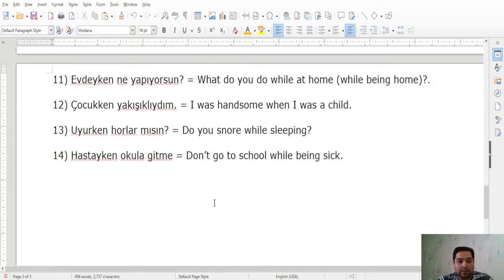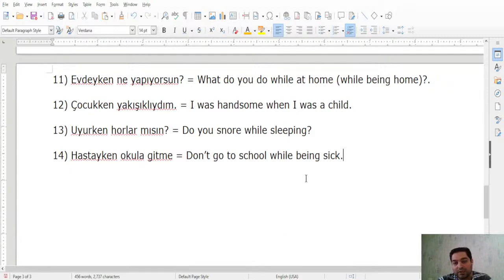Okay, I think I'm done with the examples. Don't go to school when you are ill. Yes, when you are ill. I'm just trying to give the while structure so that you don't forget about this while. Of course, the English translation will be a bit different, right? Don't go to school when you are ill. I'm trying to give more literal parts rather than the figurative meanings. So hastayken okula gitme, don't go to school while being sick or when you are ill.